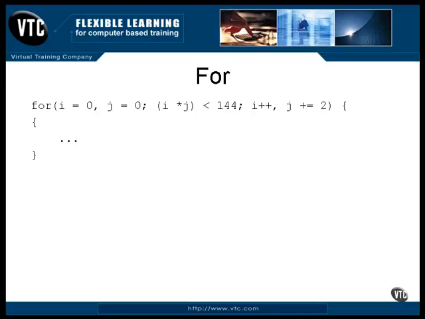This is an example of a for loop with two counters, both being initialized to 0. The value of i is increased by 1 each time through the loop, and the value of j is increased by 2. As long as the product of the two counters is less than 144, the loop will continue to execute.